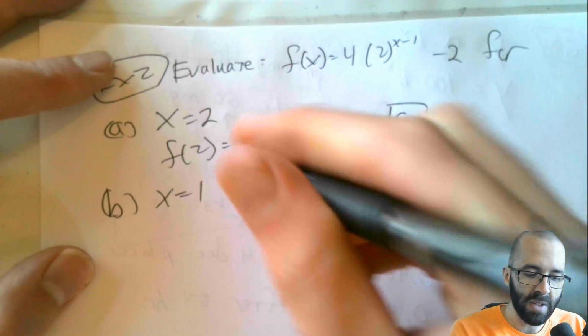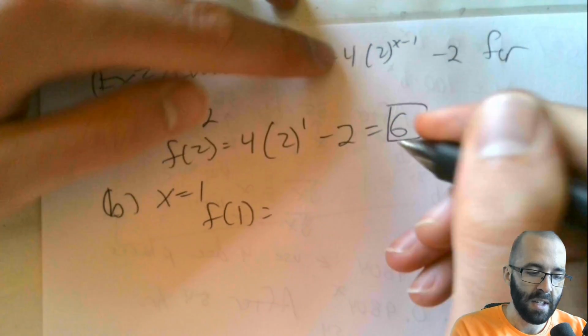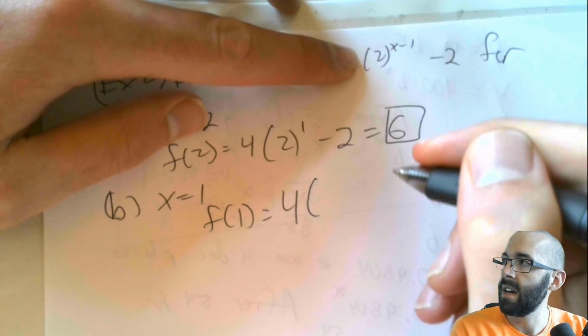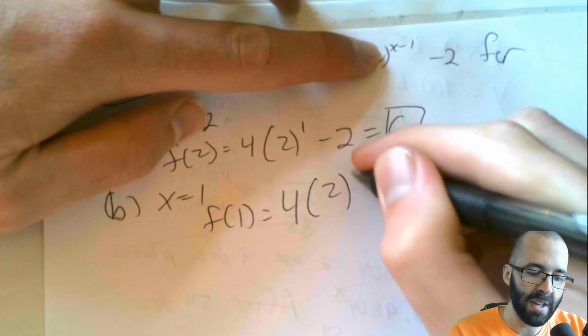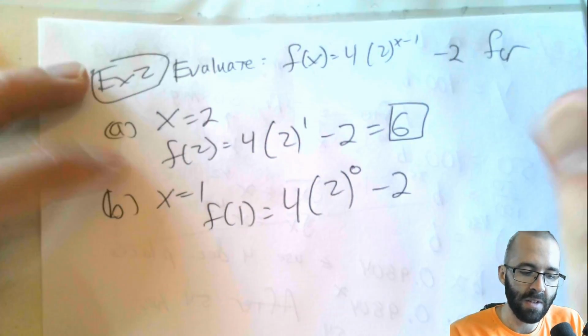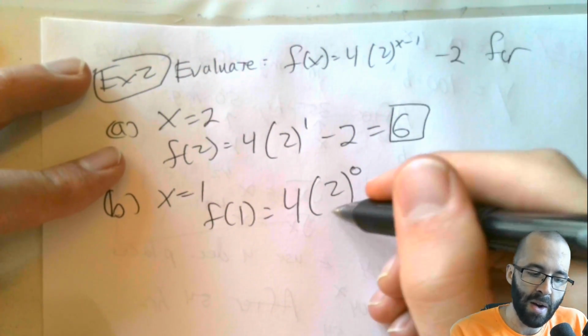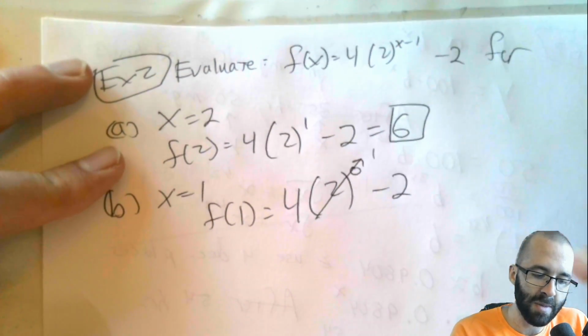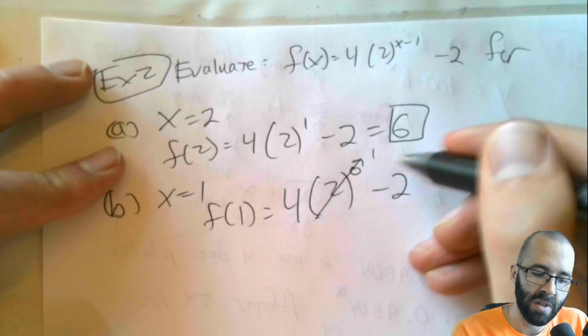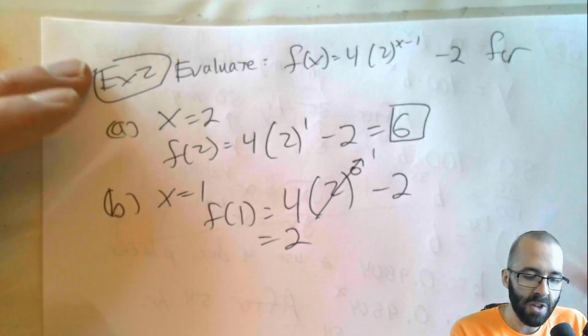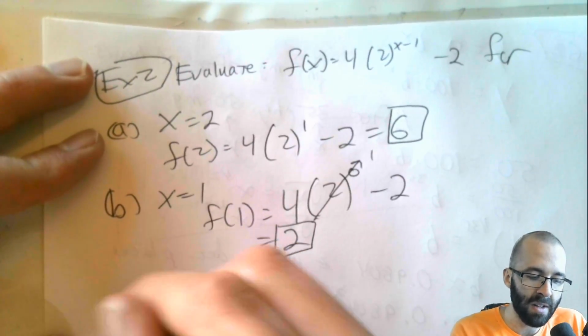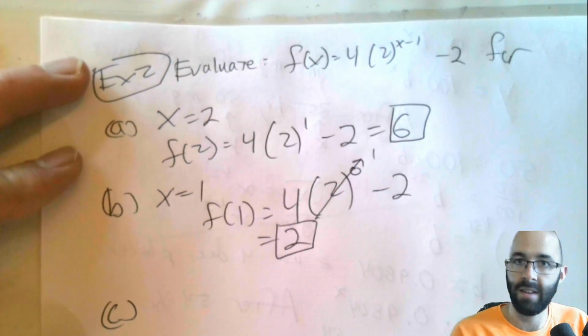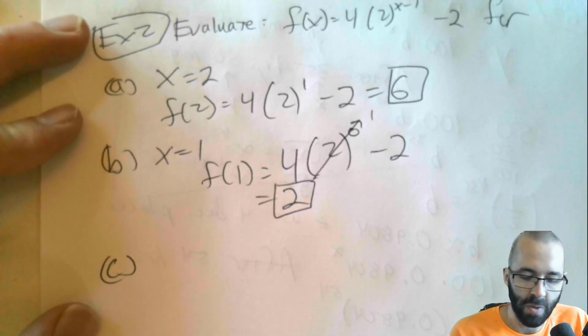When x is equal to 1, we do something very similar. We get f of 1 equal to 4 times 2 to the 1 minus 1 is 0, minus 2. Any number to the 0th power is 1. This guy right here becomes a 1. 4 times 1 is 4, minus 2 is 2. And you can use your calculator for all of these as well. You don't have to do these by hand like I'm doing them. I want to show you.